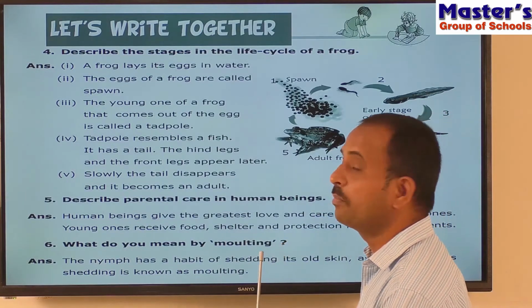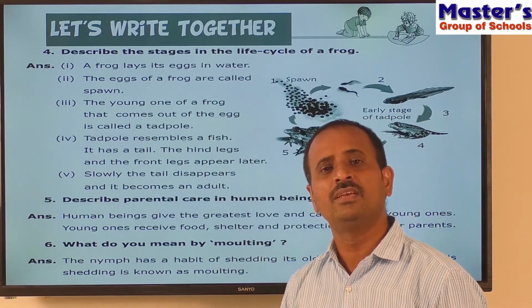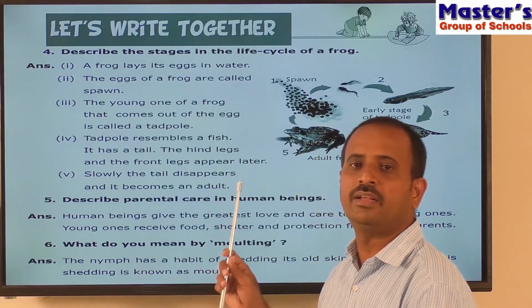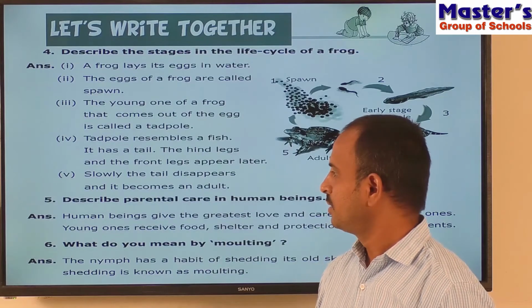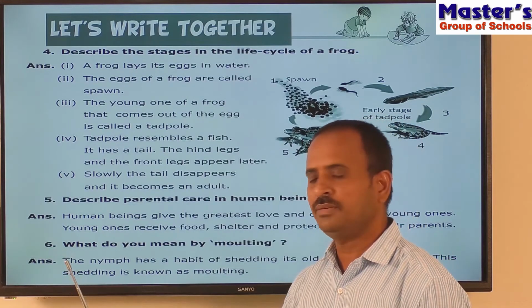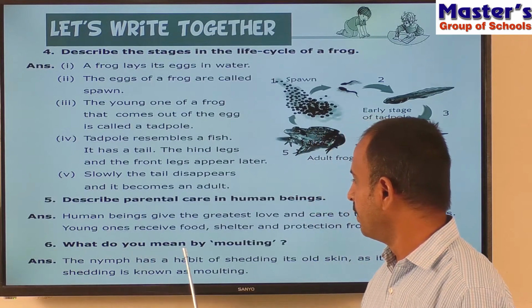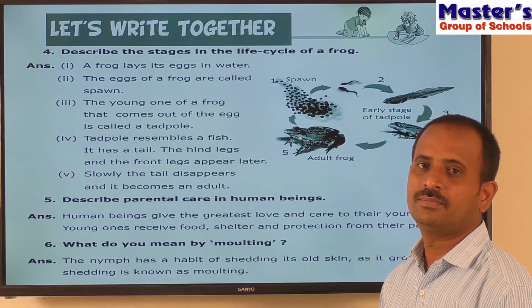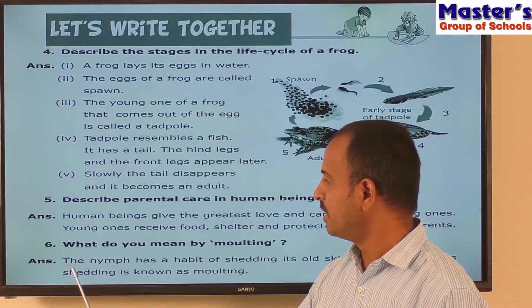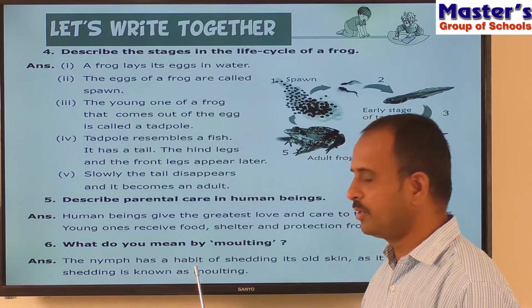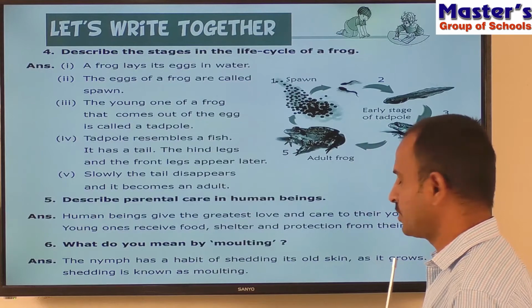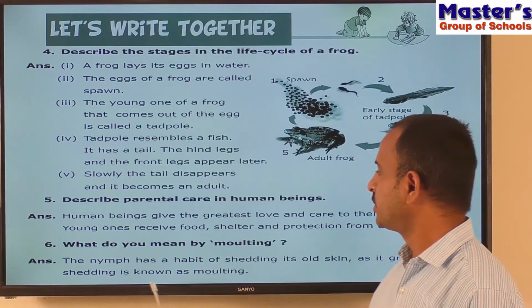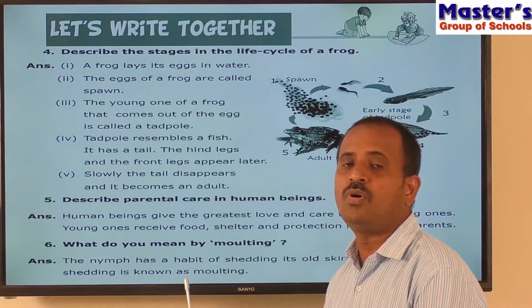So this is called parental care in human beings, and we can also observe this parental care in birds and also animals. So children, read the sixth question. What do you mean by molting? So read the answer. The nymph has a habit of shedding its old skin as it grows. So this shedding is known as molting.